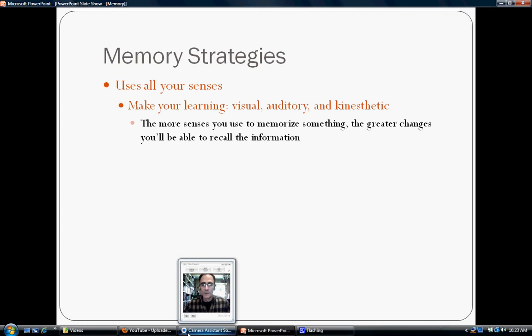If you only remembered something visually, you have to recall it visually. If you only remember something auditorily, you have to recall it auditorily. So the more of these you bring in, the more likely you are to remember something.